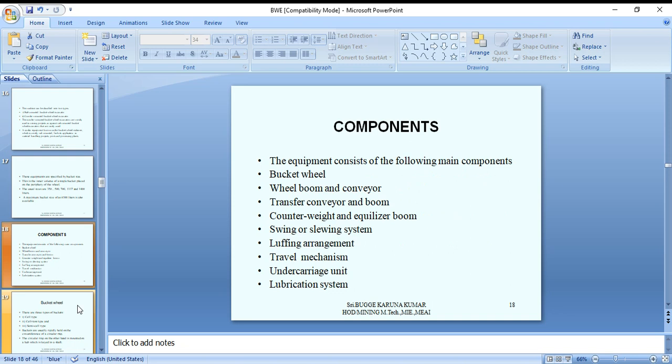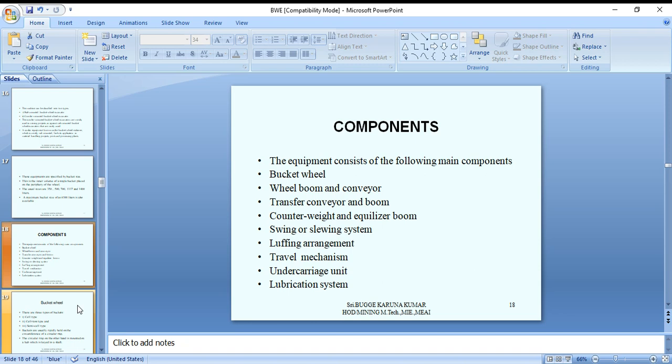So what are the components? Regarding the components, these are the basic parts of the bucket wheel excavators. The equipment consists of the following main components: the bucket wheel, boom and conveyor, transfer conveyor and boom, counterweight and equalizer boom, swing system, roofing arrangement, travel mechanism, undercarriage unit, and lubrication systems. So these are the general parts of the bucket wheel excavators.